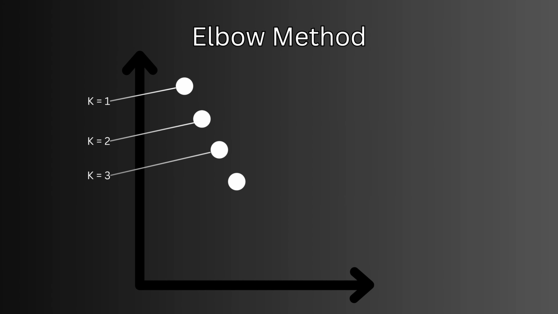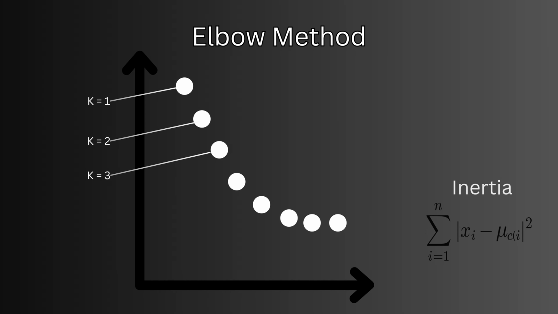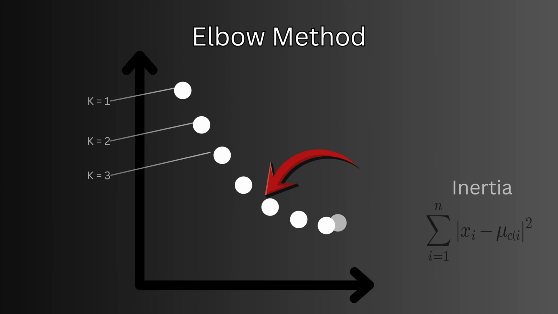First with one cluster, then 2, then 3, and so on. For each value of k, we calculate how tightly the points fit within their assigned clusters. This measure is called inertia, the sum of distances from each point to its nearest centroid. If we plot these inertia values, we get a curve that drops sharply at first, then begins to level off. That bend, that sudden change in slope, is the elbow. And the value of k at that point is usually the best choice. It marks the moment when adding more clusters no longer gives meaningful improvement.